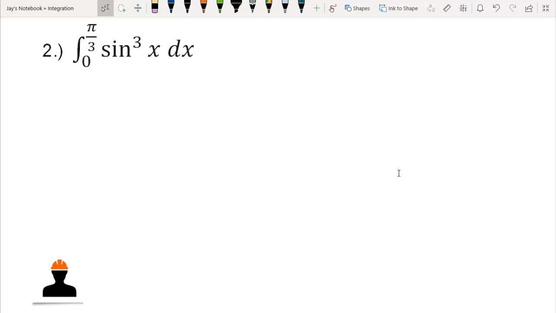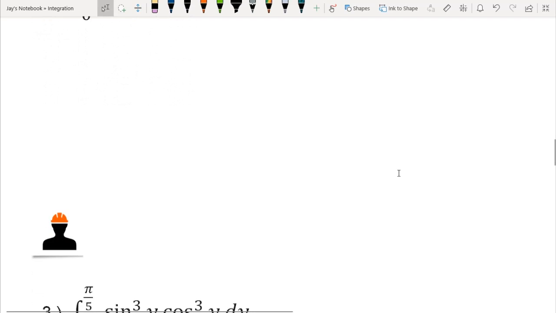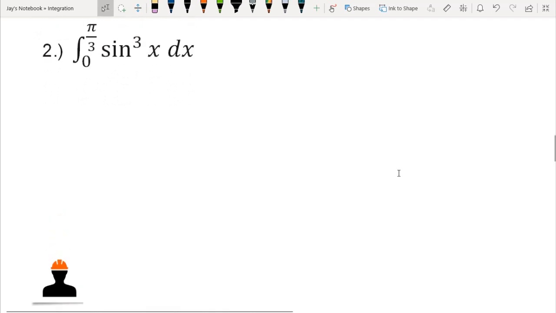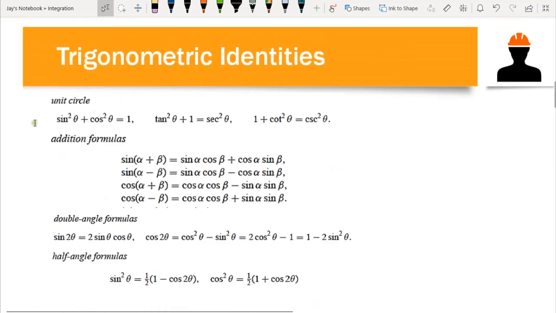But take note, we don't have cosine in the integrand, so we should not use the power rule on this function. But we can actually use trigonometric identities here. If you remember your trigonometry, we have different trigonometric identities, like the unit circle. If you remember this one.